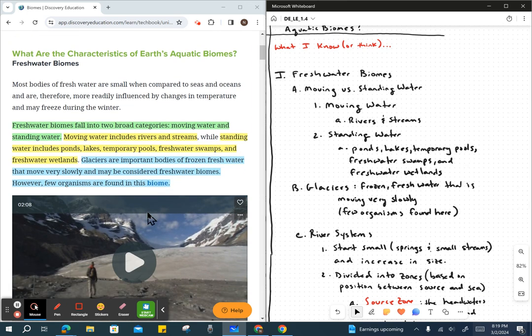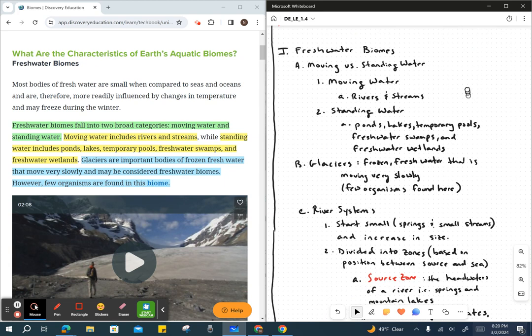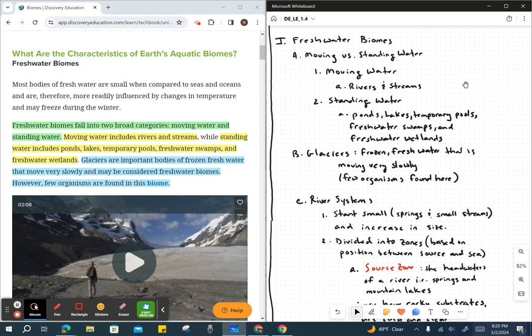Let's start with Roman numeral 1, freshwater biomes. We're familiar with that here in the Salinas Valley area. We've got the Salinas River, for example. You can divide freshwater biomes into moving and standing water. Moving water are things like rivers and streams. We have the Arroyo Seco River nearby that flows into the Salinas River. Before you become a river, you usually are fed by smaller streams, what we call tributaries.